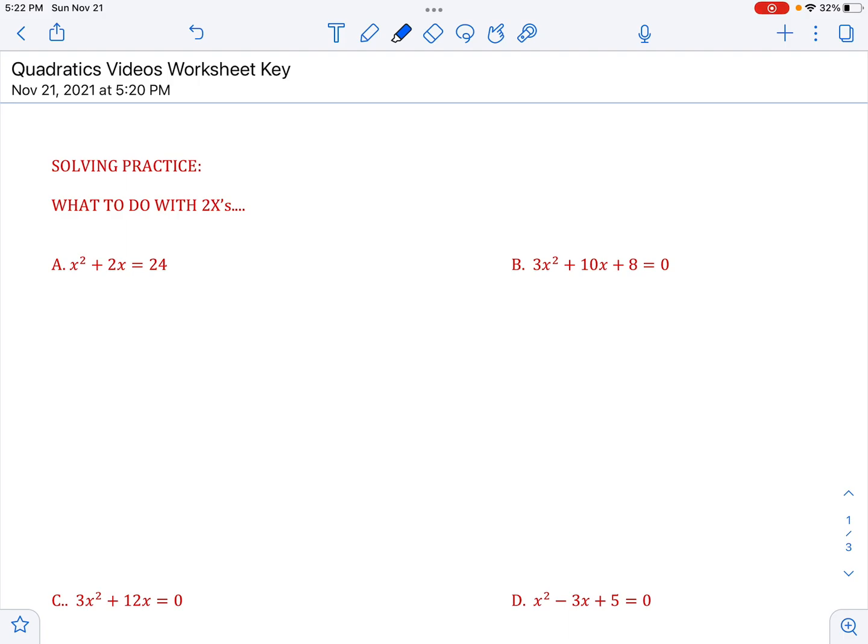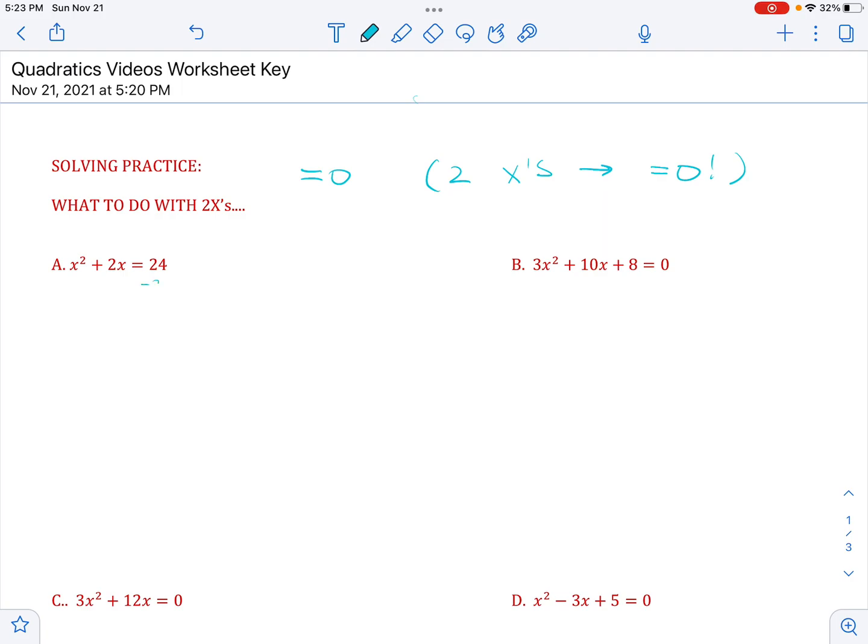So before I do anything, whenever I see a problem that has two x's in it, I always need to make sure that I'm setting it equal to 0. So 2x's implies that the equation needs to equal 0. So if that isn't the case, I have to fix that first. So I see this problem that's got two x's in it, and I'm thinking, okay, I know what to do here. It's a box problem, my area model, but I have to make sure that it equals 0 first.